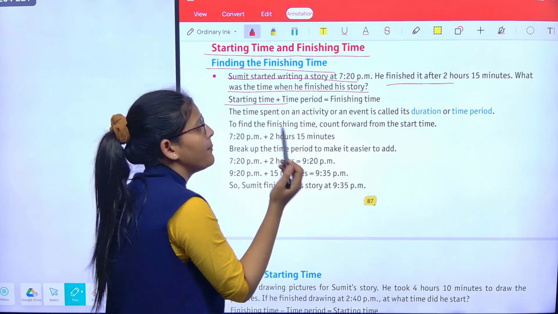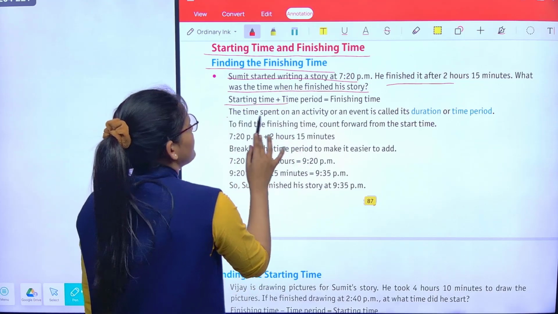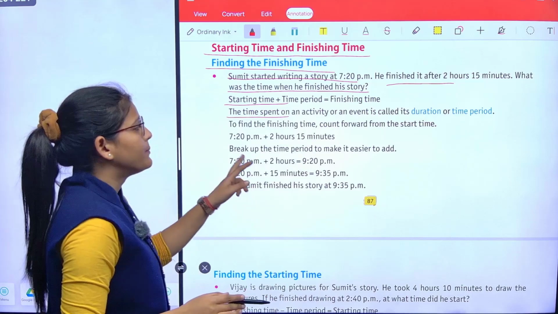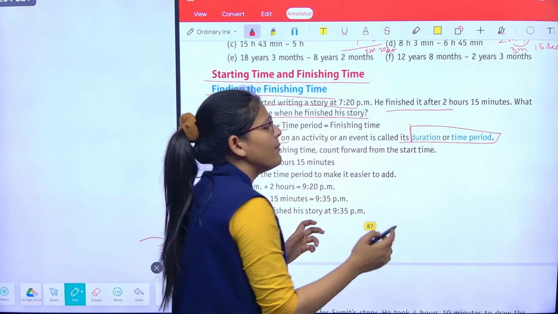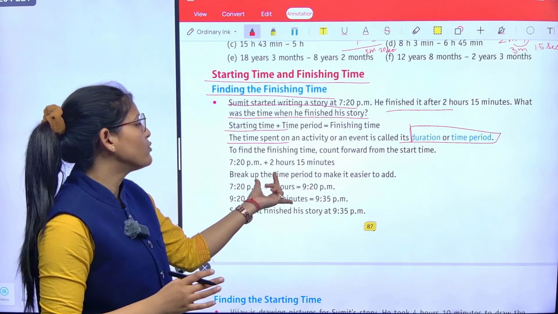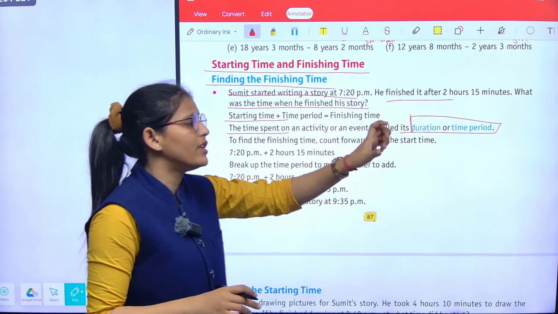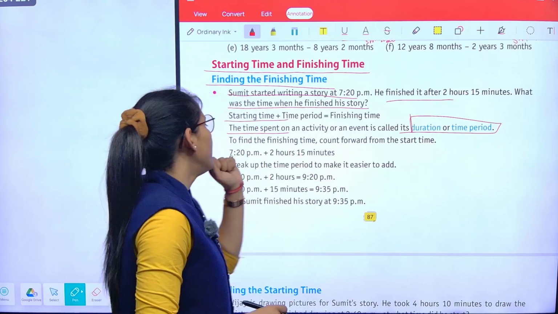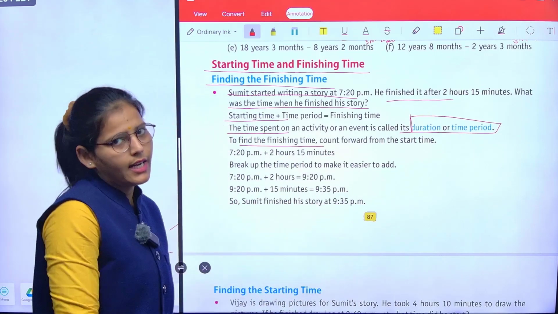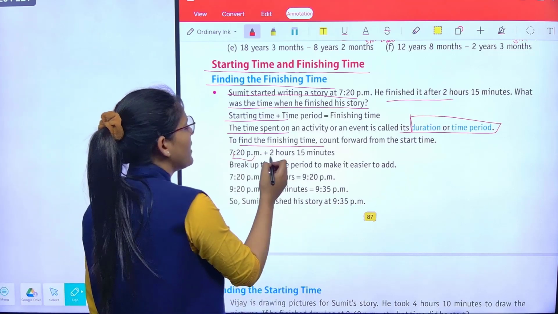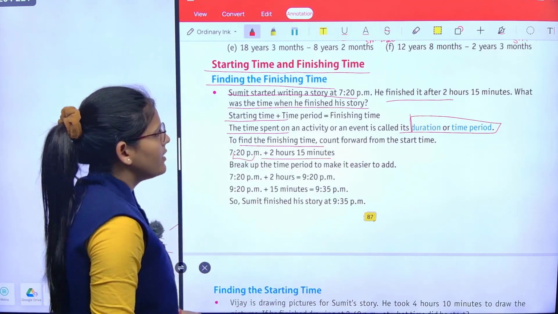Starting time plus time period is equal to finishing time. As time spent on an activity or event is called its duration or time period. Class, जितना भी हमने उसको टाइम में उसको कंप्लीट किया वो क्या कहलाता है, हमारा ड्यूरेशन और टाइम पीरियड. नाउ टू फाइंड द फिनिशिंग टाइम, काउंट फॉरवर्ड फ्रॉम द स्टार्टिंग टाइम. 7:20 p.m. plus 2 hours 15 minutes.